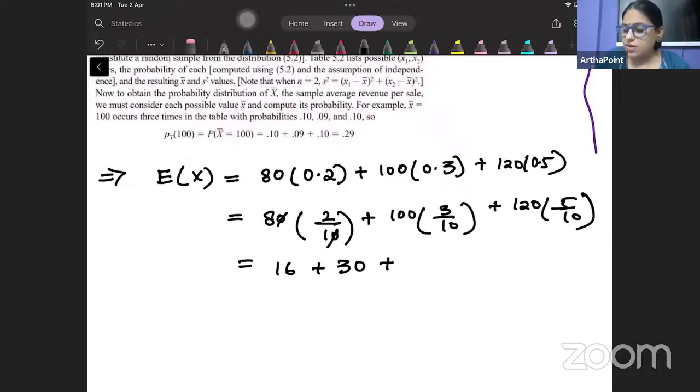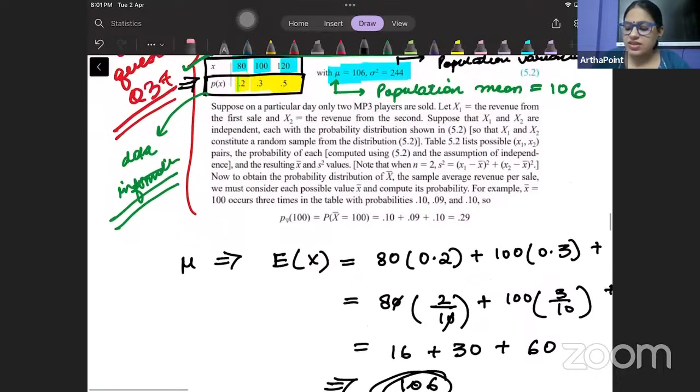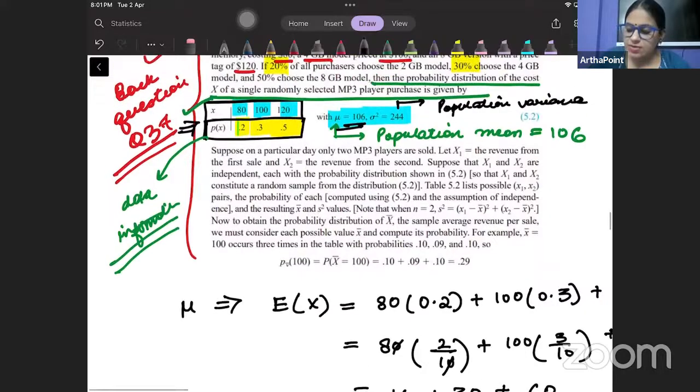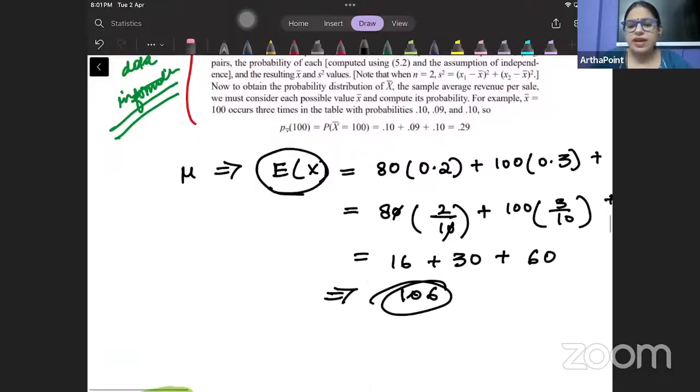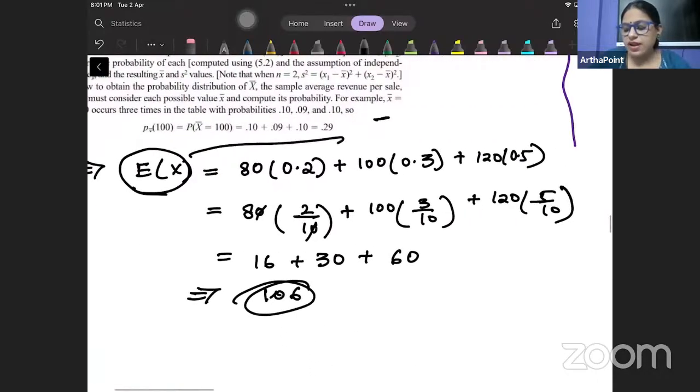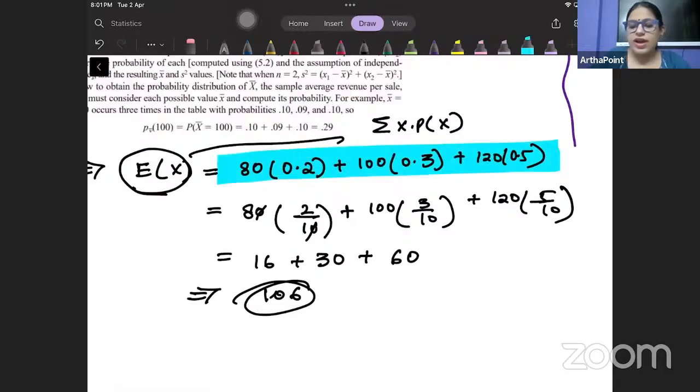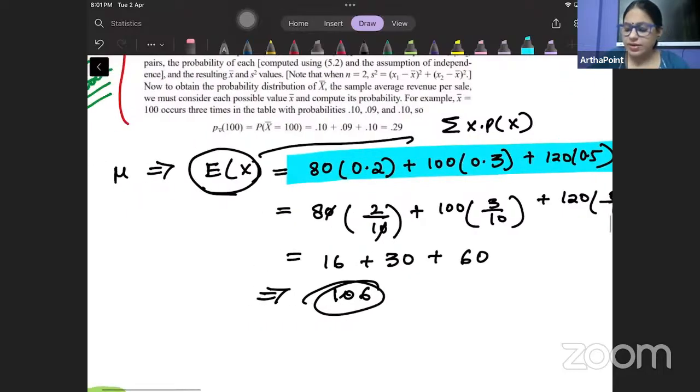And this will be 12 into 5, that means 60. So you get 90 plus 12, that means 106. And you can see that here the population mean is given as 106. So this 106 that we see here is very simple. It is just your expected value, and the formula of expected value is nothing but summation x into px, and you can see that this is the expected value that you have in this case, right beta?